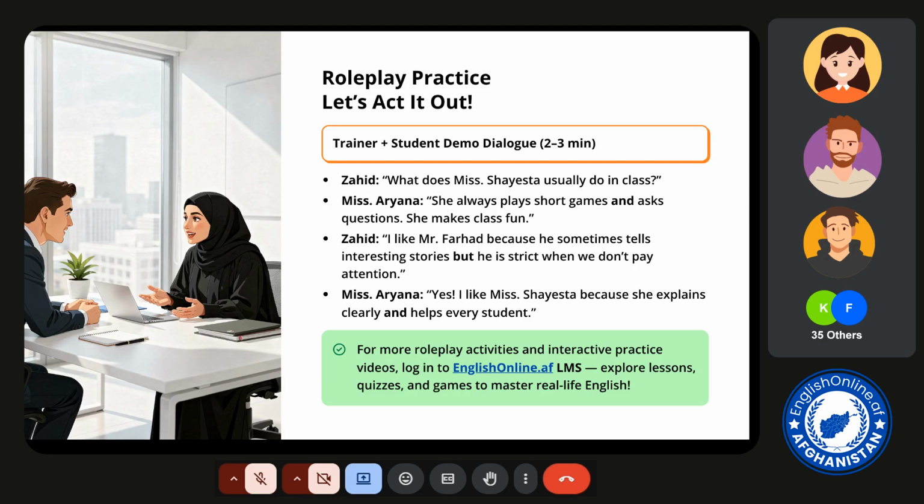What does Miss Shaista usually do in class? She always plays short games and asks questions. She makes class fun. I like Mr. Farhad because he sometimes tells interesting stories, but he is strict when we don't pay attention. Yes, I like Mrs. Shaista because she explains clearly and helps every student.